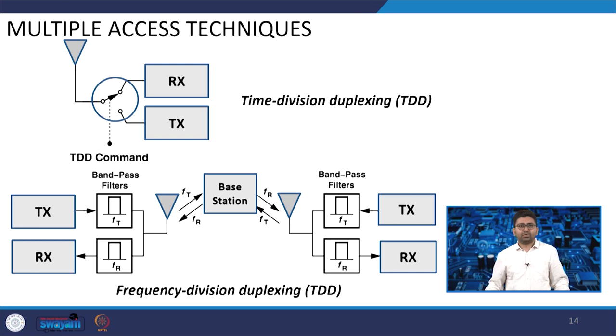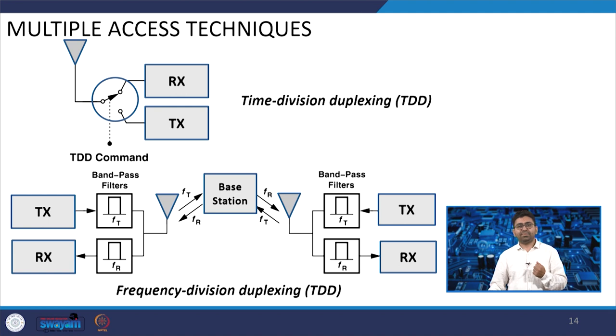So, why are multiple access techniques important? At any receiver or transmitter, you require two channels: a transmission channel and a receiver channel. If you remember how a walkie-talkie works, we press the button and then we speak. On the other side, they listen, and when they press the button, we don't need to press. So, we are switching between transmission and reception by pressing the button.